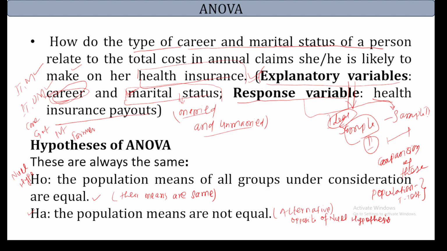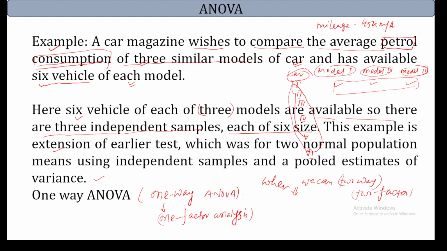Hypotheses of the ANOVA are always the same. H naught, the null hypothesis: the population means of all groups under consideration are equal. Second is the alternative hypothesis, which is just the complement of the null hypothesis. We have one more example: a car magazine wishes to compare the average petrol consumption of three similar models, with 6 vehicles available of each model. So they will check model 1, model 2, model 3, with 6 cars of each model. They are asking whether the average differs significantly. So there are 3 independent samples, each of size 6.